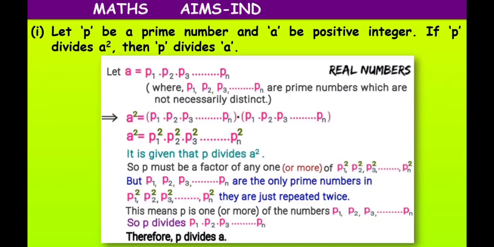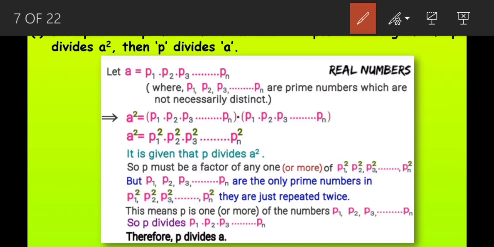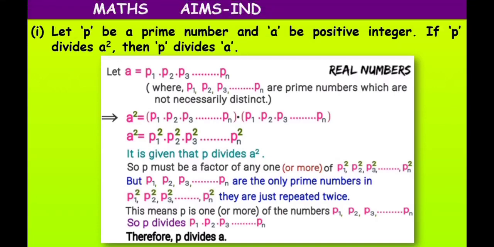There are some theorems related to this fundamental theorem of arithmetic. The first one is: if p is a prime number and a is a positive integer, if p divides a square, then p divides a. This is the first theorem.